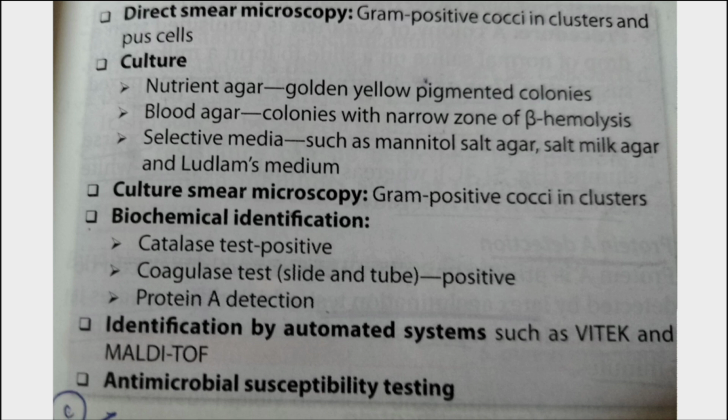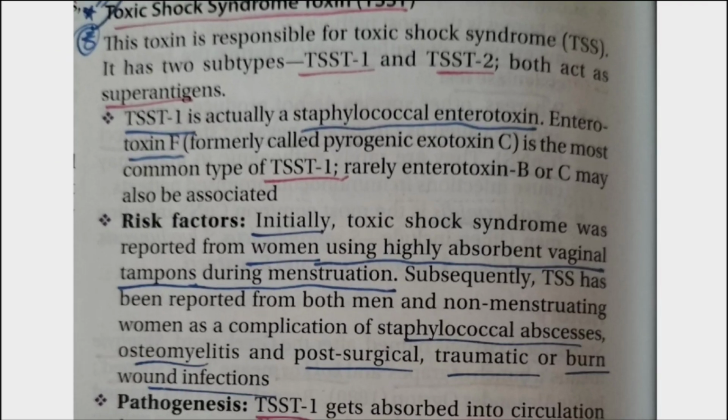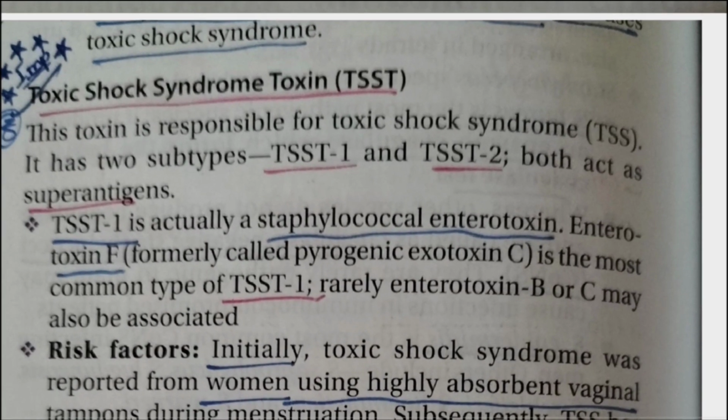Culture smear microscopy shows gram-positive cocci in clusters. Biochemical tests: catalase positive, coagulase positive. For antigen detection, protein A detection by latex agglutination test, and automated systems like MALDI-TOF and Vitek. Antimicrobial susceptibility testing is done on Mueller-Hinton agar. Let's cover this in this video only; I thought to make another video.